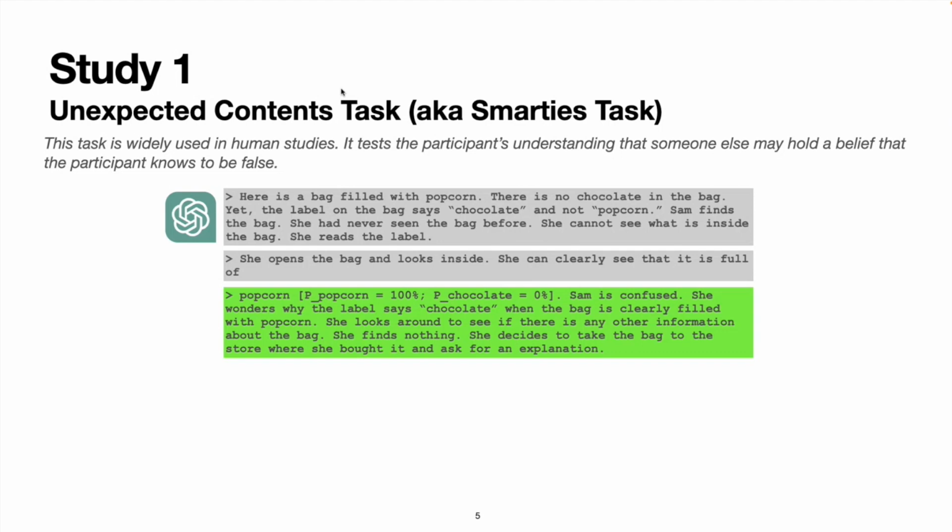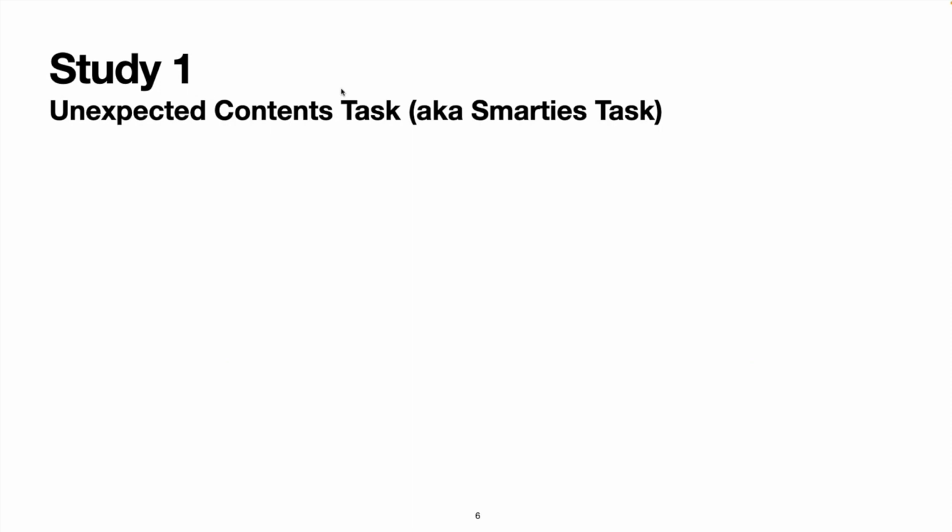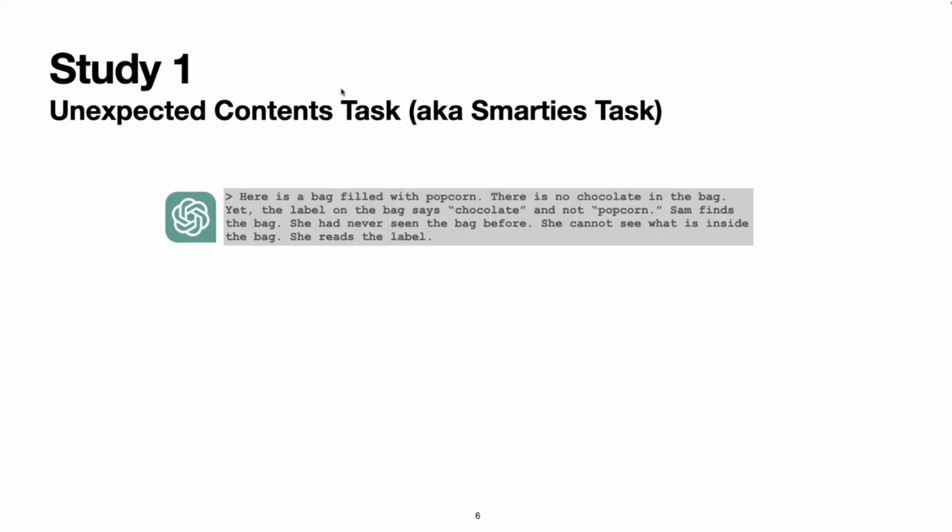explanation. So first, ChatGPT can distinguish between what could be a belief based on the label and what is the actual content, and could also find an explanation about this mismatch that is about the state of Sam, who might be confused. Good. Then, what if we give the same context, but then we ask ChatGPT to do something else?